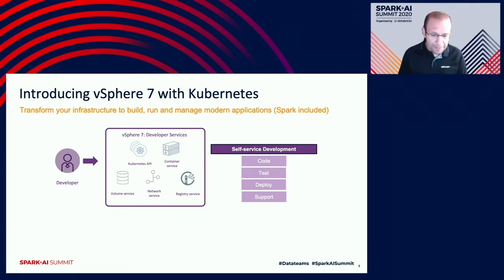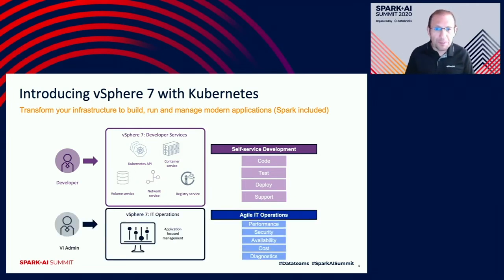The integration of Kubernetes and the hypervisor improves the vSphere administrator productivity and allows IT operations teams to focus on crucial infrastructure attributes such as performance, security, availability, cost, and troubleshooting. At the same time, DevOps teams get self-service environments that allow them to code, test, deploy and support modern applications with great agility. Please consider that the container orchestration approach offered by Kubernetes also applies to Spark, which is officially supporting Kubernetes as an orchestrator from Spark 3 version.